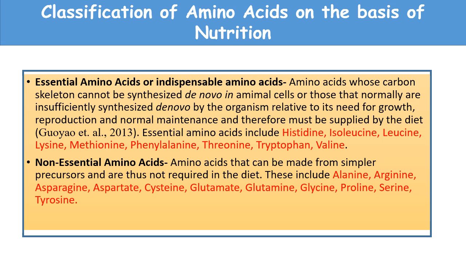Non-essential amino acids. Now, what are non-essential amino acids? Amino acids that can be made from simpler precursors and are thus not required in the diet. These include alanine, arginine, aspartate, asparagine, cysteine, glutamate, glutamine, glycine, proline, serine and tyrosine.